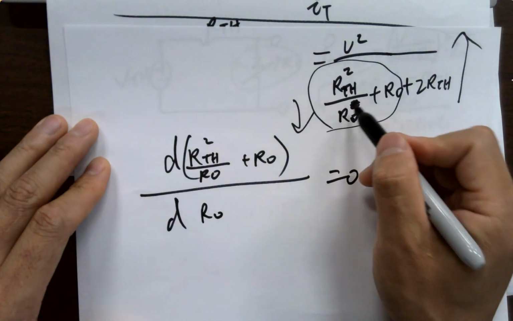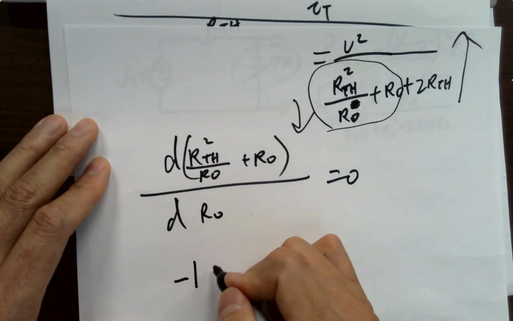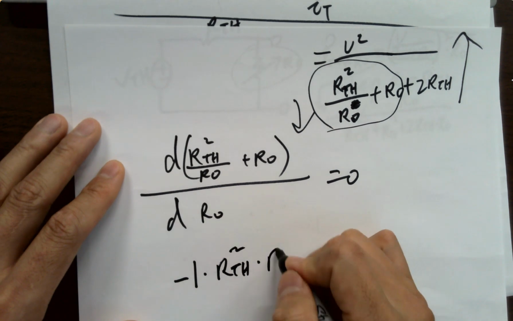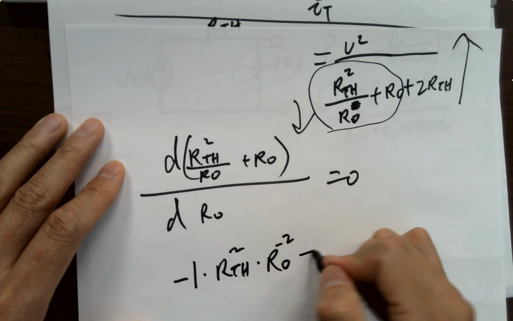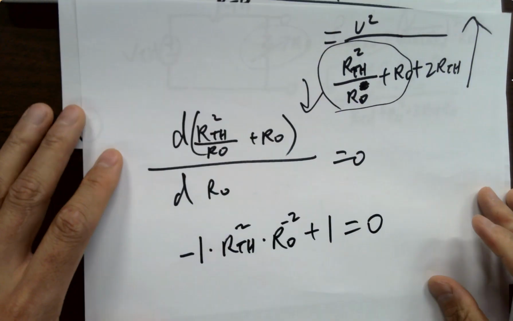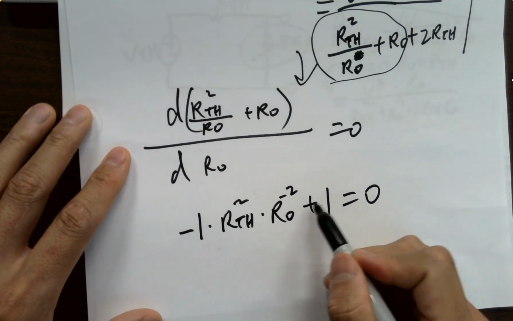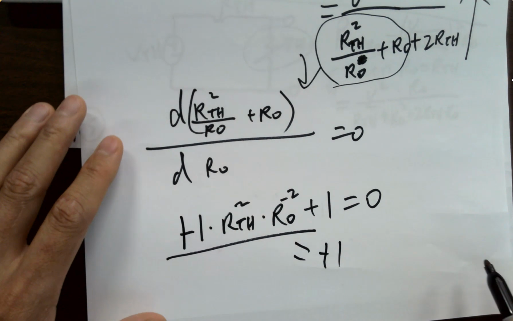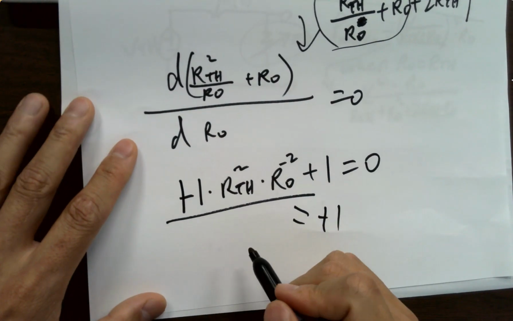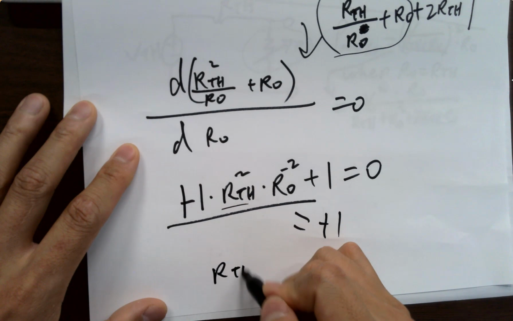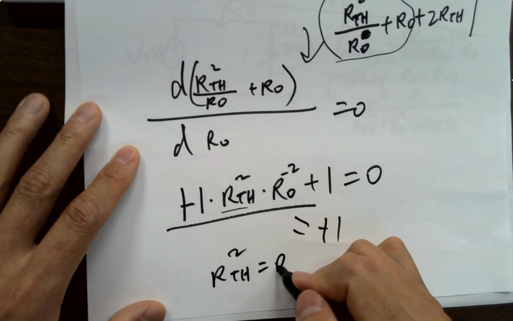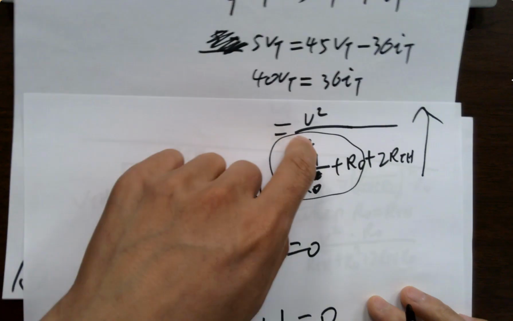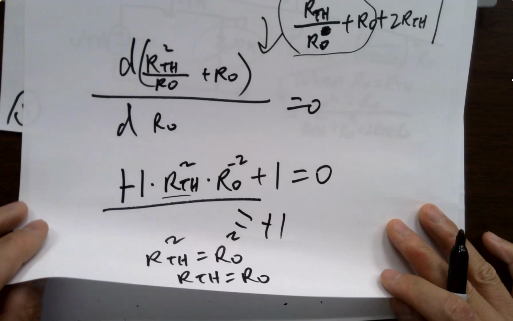So the derivative of this one becomes minus 1 times RTH squared times RO to the minus second power plus 1, right? So this has to be minus 1, which is 1 here. Eventually you find out RTH squared has to be RO squared. So RTH has to be RO in order to have the maximum power. That's how that's verified.